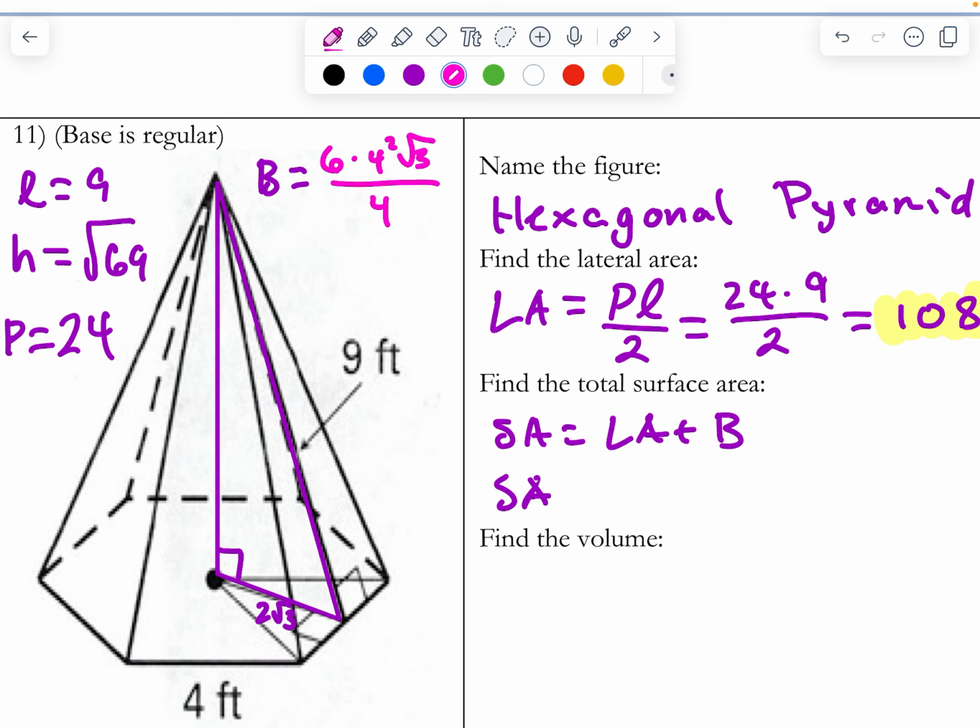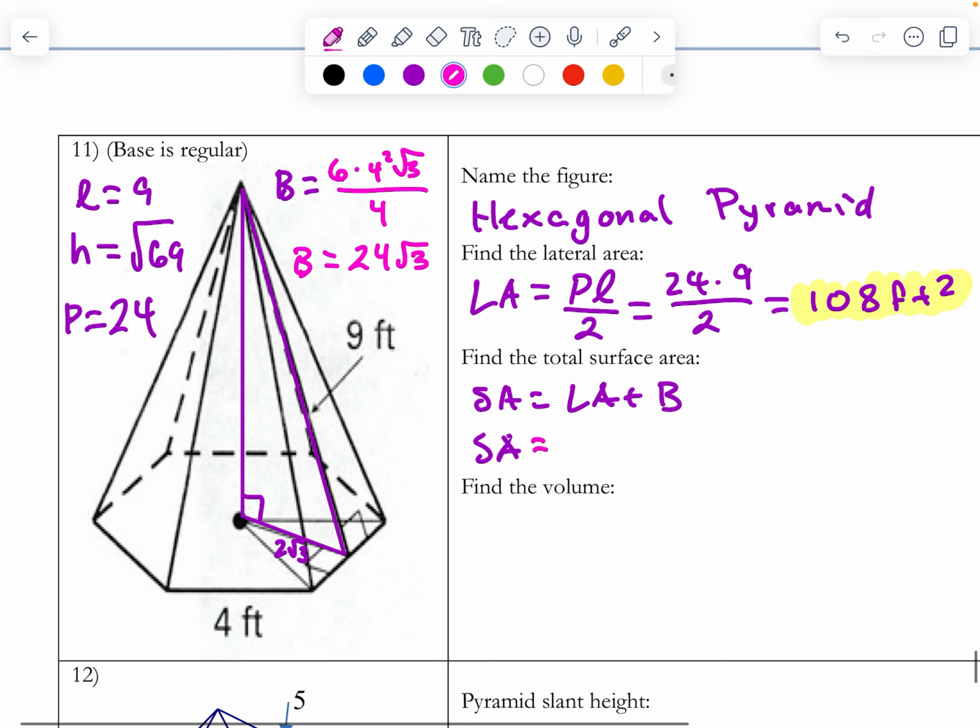And now we do 6 times 16 times root 3 over 4. 6 times 16 is, I believe, 96. Yep, divided by 4 gives us 24. So the area of my base is 24 root 3.